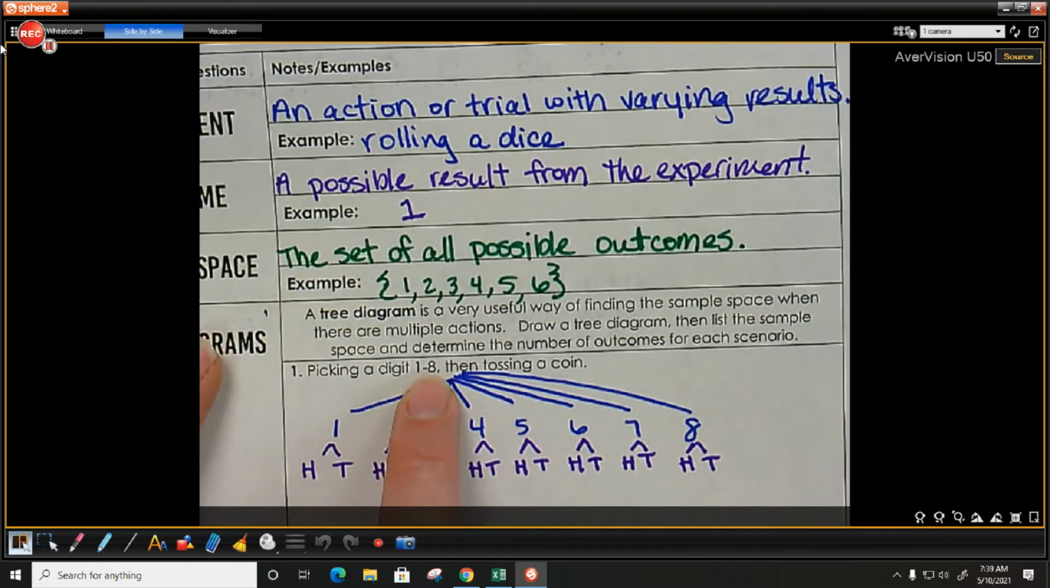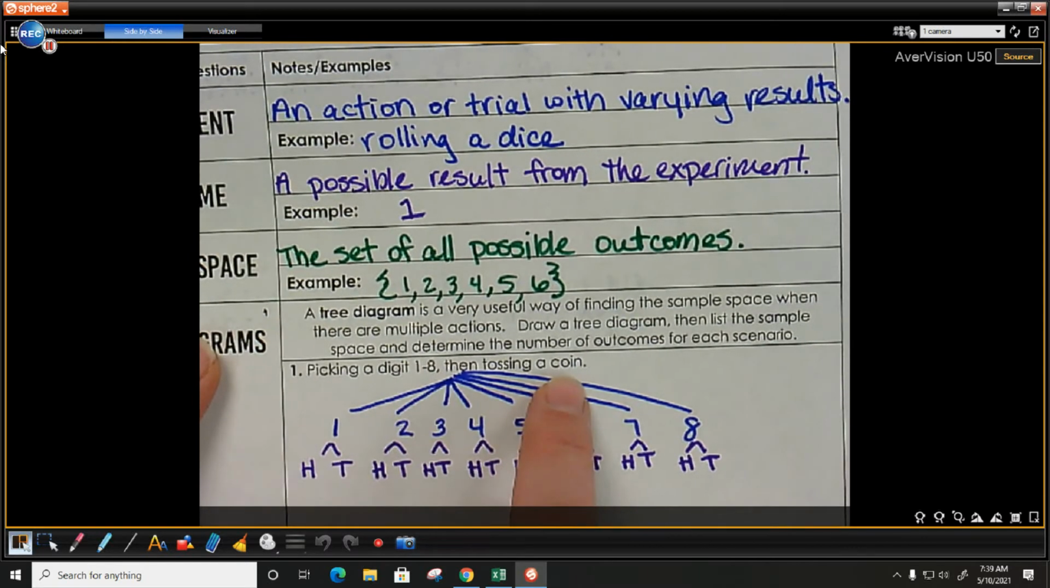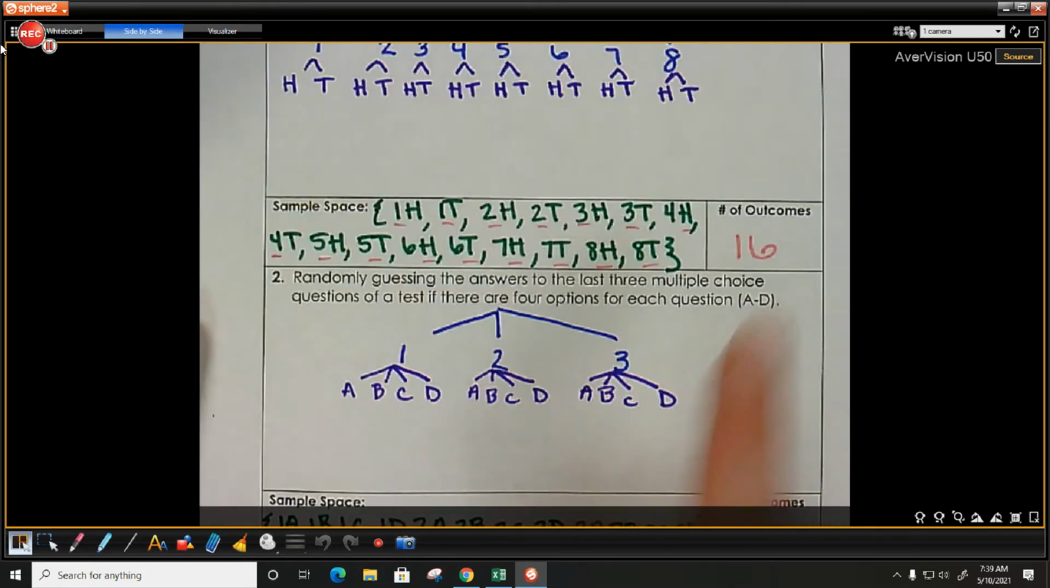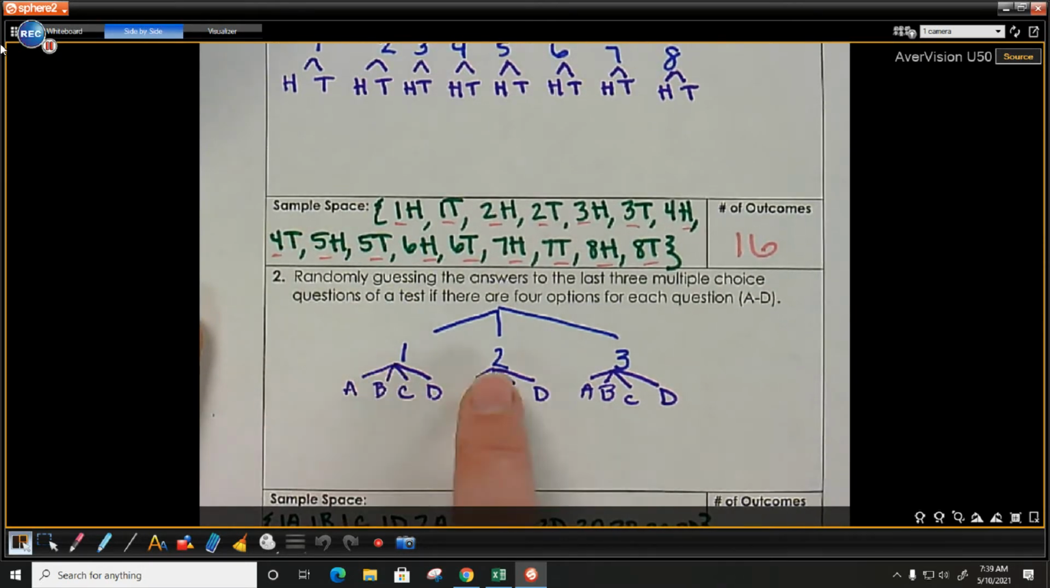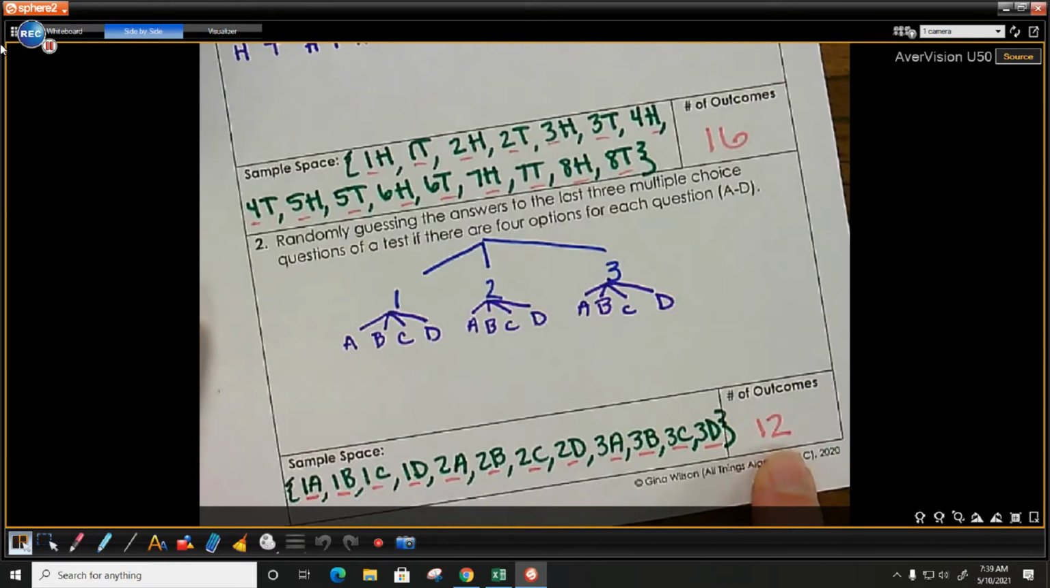Same over here. 1 through 8 is 8 options, and then tossing a coin is 2 options. So 8 times 2 is 16. 3 questions, each with 4 options. 3 times 4 is 12. Okay? So that is the fundamental counting principle.